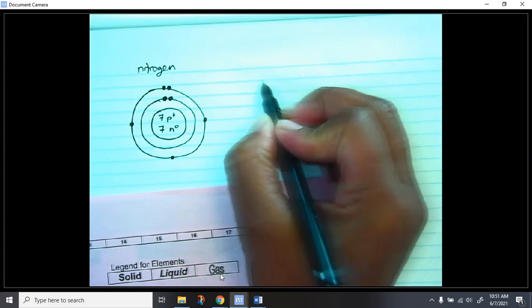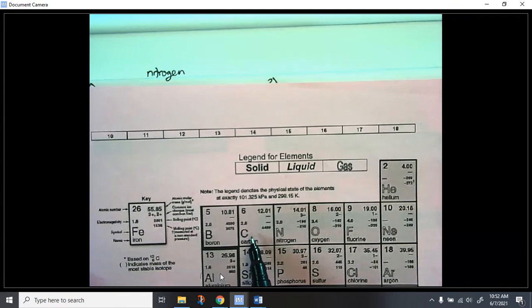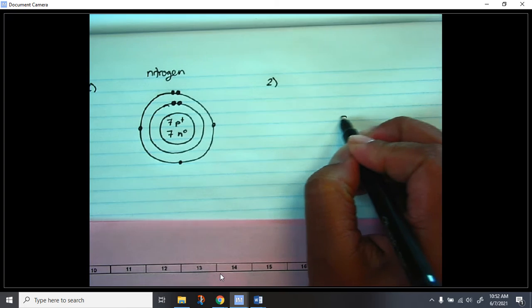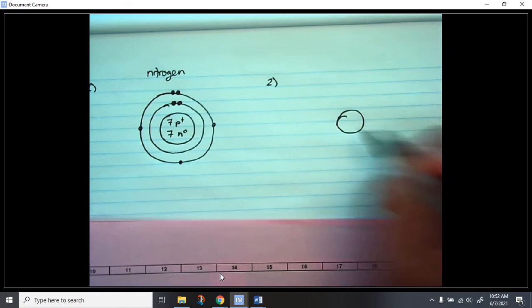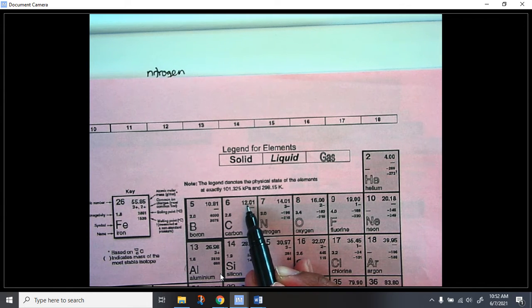Okay, so now let's try for your second question. I asked you to draw the Bohr diagram for carbon. So let's find carbon, which is number 6. I need neutrons and protons because that's what goes in the center in the nucleus of an atom. Okay, so carbon, I'm going to take the mass number, which is rounded, 12, minus 6. So my neutrons is going to be 6.